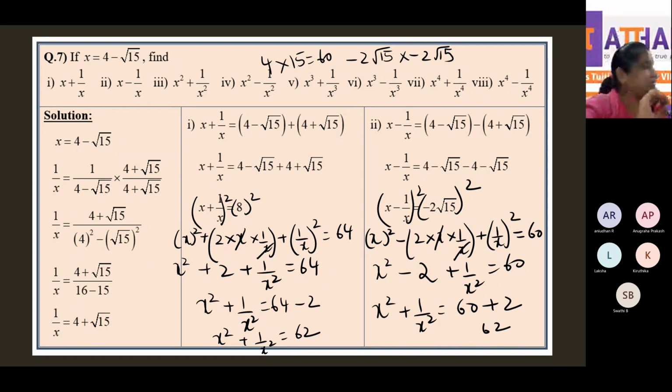So how to find x square plus 1 by x square, you should remember this. You can square x plus 1 by x or x minus 1 by x. Both the ways you can find x square plus 1 by x square. Don't think if you square x minus 1 by x the whole square, you will get x square minus 1 by x square. No. Because the difference is plus 2ab, minus 2ab. That's all.